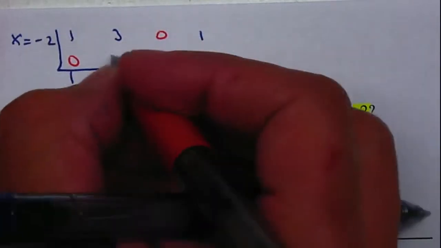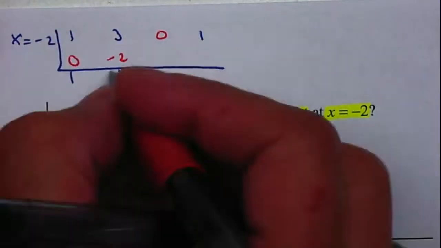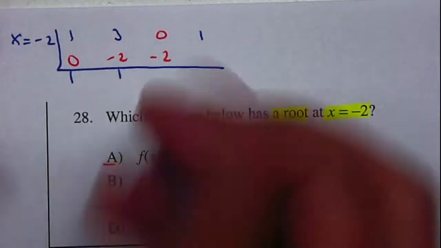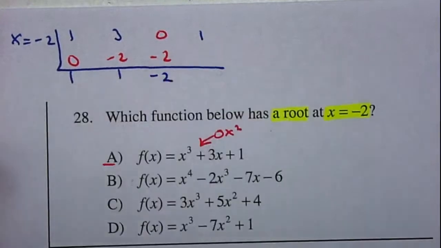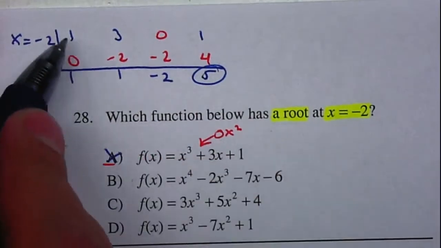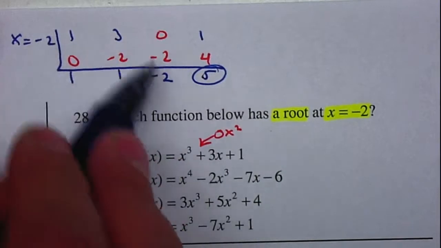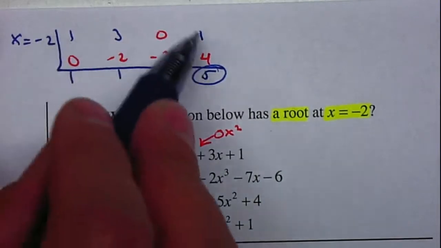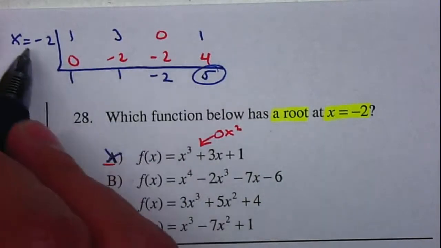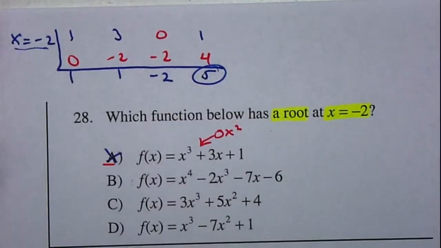Negative 2 times 1 is negative 2. Then we add. Negative 2 times negative 2 is positive 4. Then we add. Is your remainder 0? No. Remember, you always start with a 0, you add, and you multiply, you add and you multiply. You add. If x equal to negative 2 is a root for this function, your remainder should be 0. It's not, so that's not the answer.